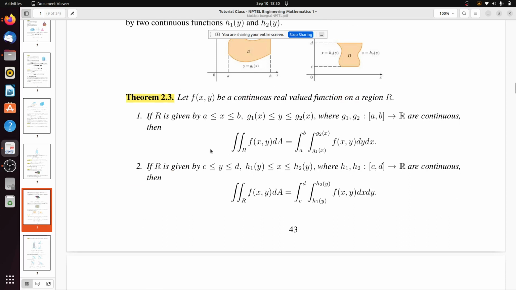This is one more theorem: let f(x, y) be a continuous real valued function on a region R. If R is given by a less than or equal to x less than or equal to b, and g1(x) less than or equal to y less than or equal to g2(x), where g1 and g2 are continuous, then you can express this integral over R from g1(x) to g2(x). Similarly, if the limit of x is also given in terms of y, then you can also write it as h1(y) to h2(y).